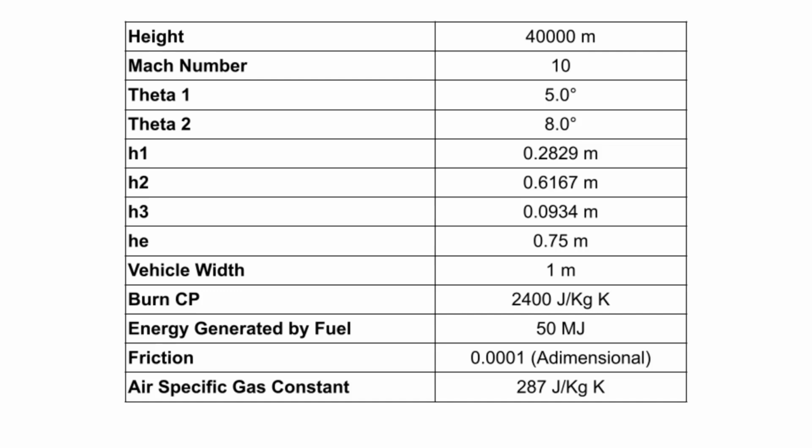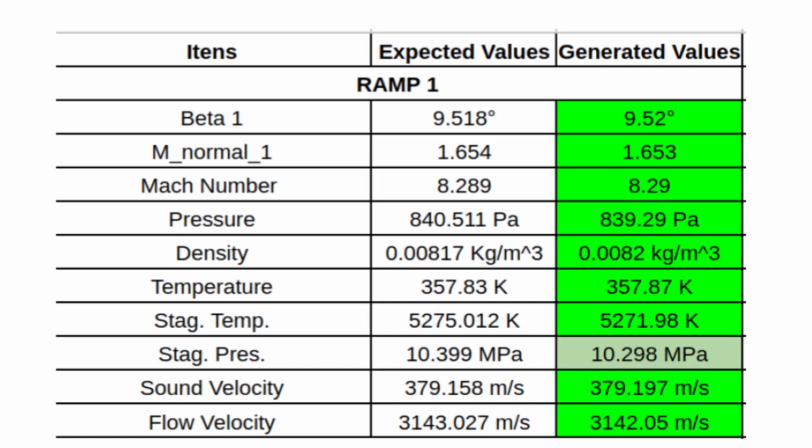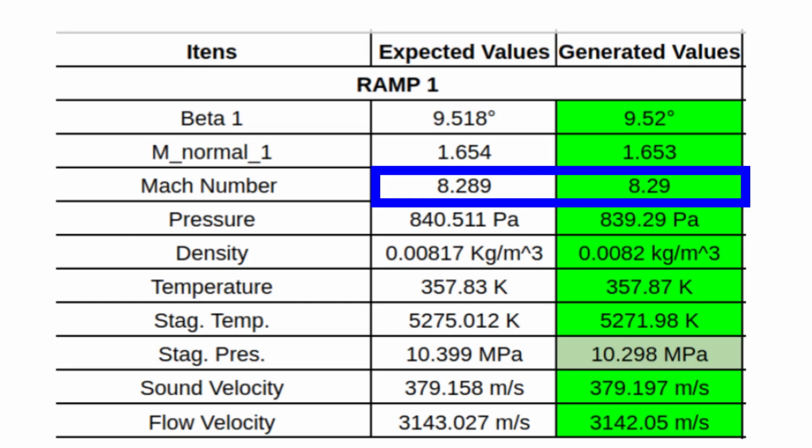I ran a benchmark test comparing the simulator's output against the analytical solutions calculated manually. As you can see in this table, the shockwave solver is incredibly precise. Looking at ramp 1, the expected pressure was 840 pascals, and the simulator returned 839 pascals. That is a deviation of less than 0.1%. The Mach numbers throughout the compression ramps match almost perfectly, validating the oblique shock equations.